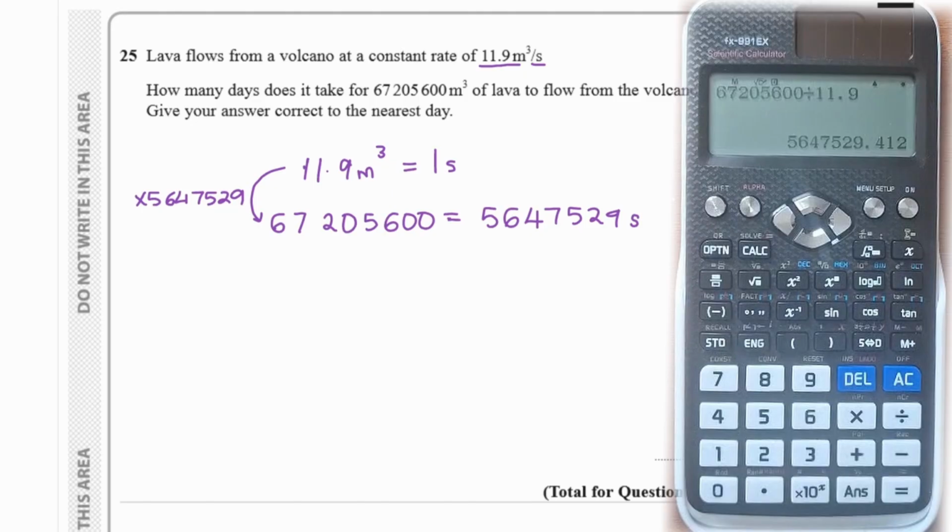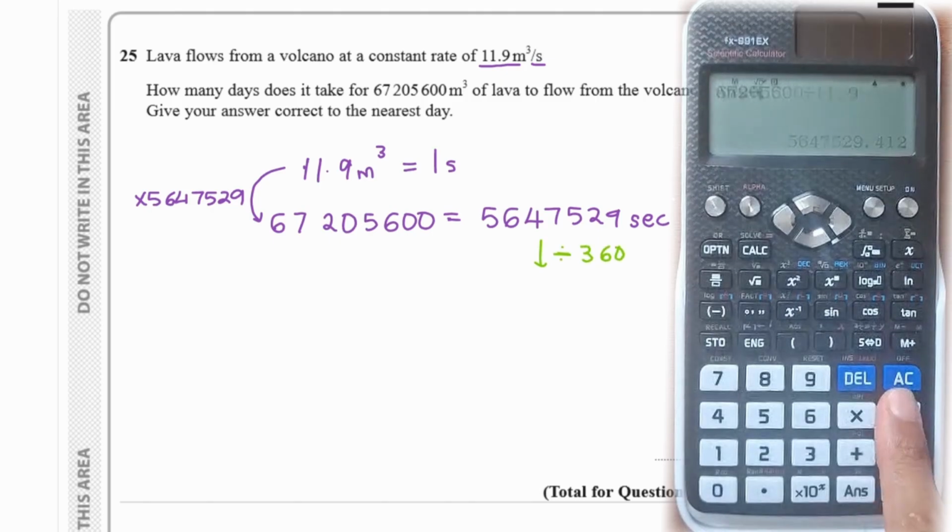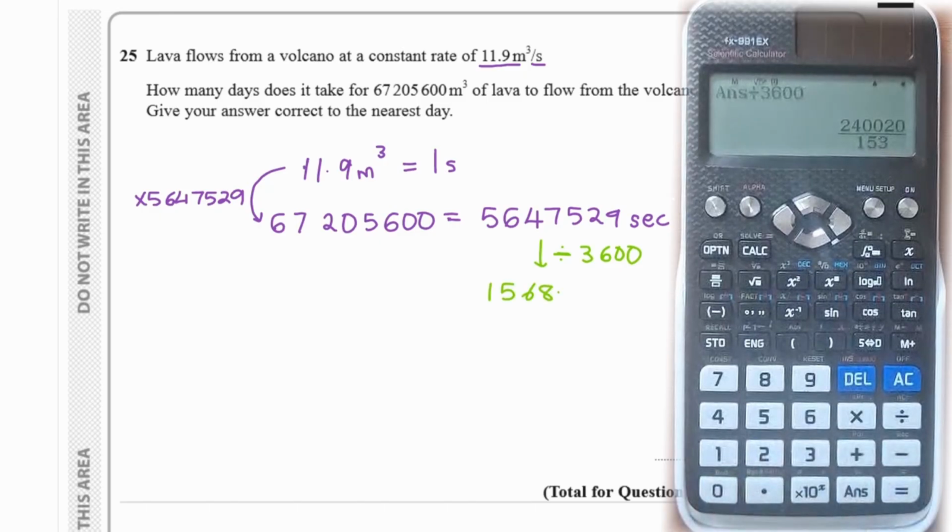Because the question is asking us for the time to the nearest day, we would first have to convert this to hours, and we know that 1 hour has 3,600 seconds. Therefore, to convert this into hours, we would first have to divide this by 3,600, and if we work that out, that gives us 1,568.75 hours.